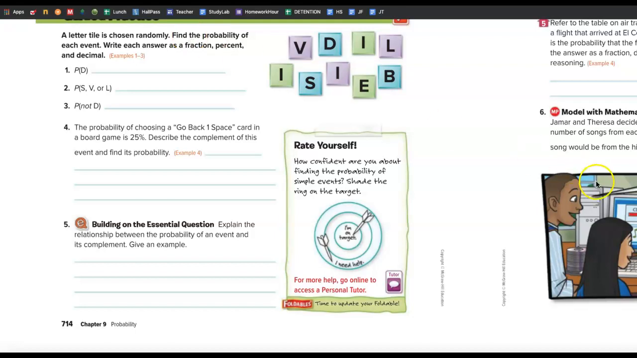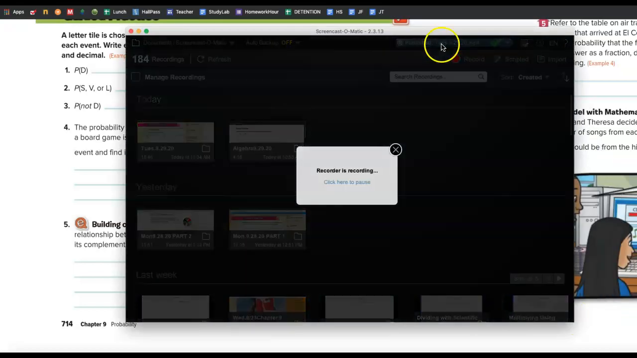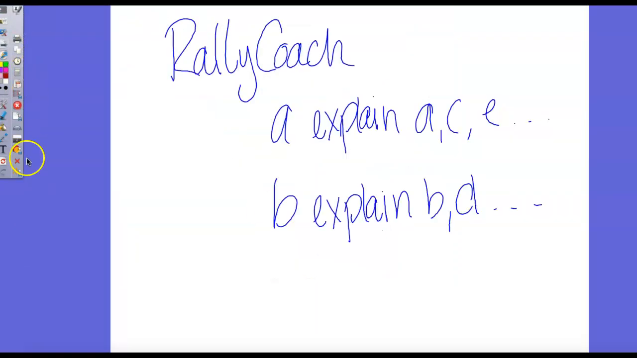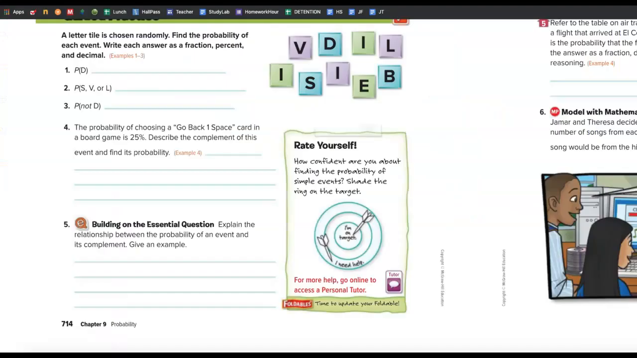Go get your homework. So a letter tile is chosen randomly. We're going to find the probability of each event. So the probability of selecting D. How many options do you have that are D in those tiles? Damien? One. Out of how many options do you have total?